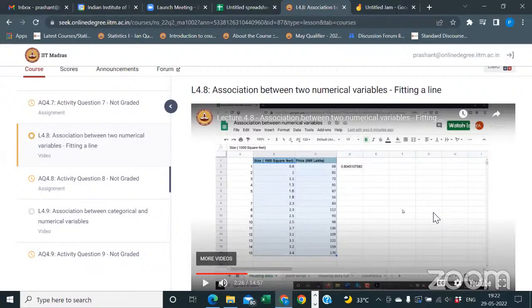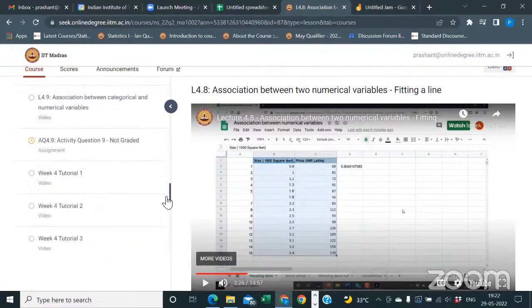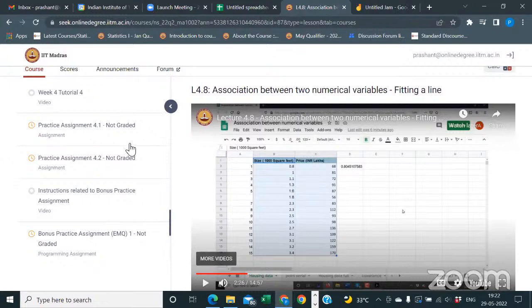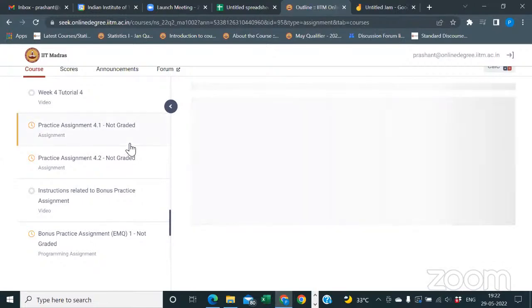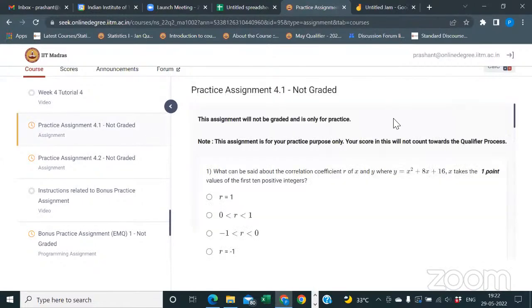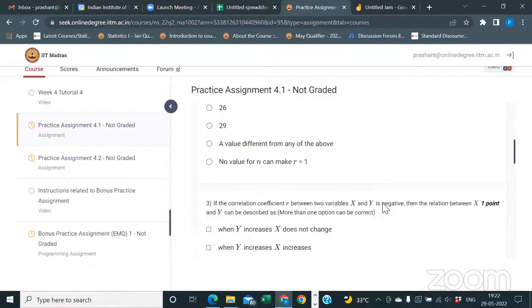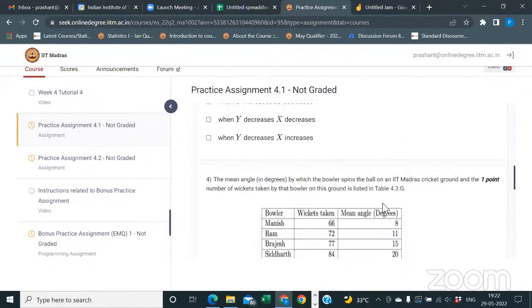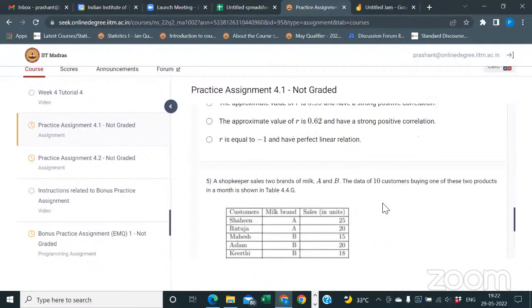Sir, in the practice set, in one question it says find the value of n when the points of the x, y graph are given, sir. From the practice assignment, sir. This four practice. Yes, sir. 4.1. Question number 3. Which one? Question number 3, sir. I think the question is different. So yes, sir. Can you read the question?